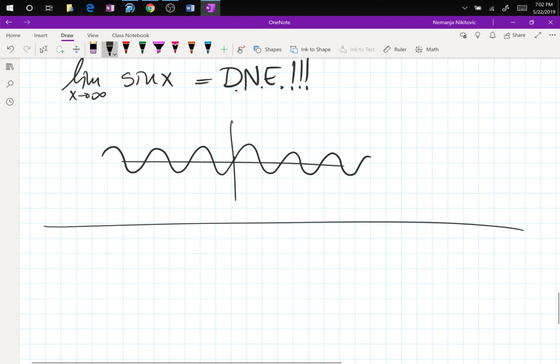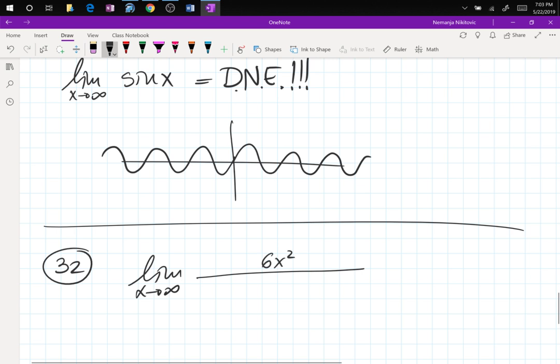So 32, it says limit as x goes to infinity, right? One of our limits. Lock the doors. 6x squared over 4x squared plus the square root of 16x to the 4th plus x squared.